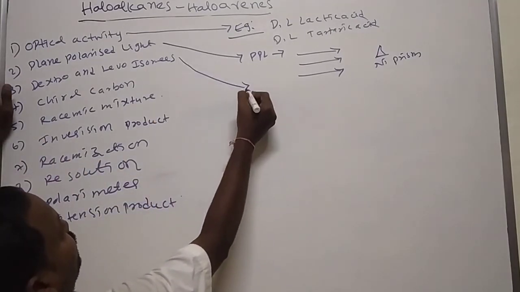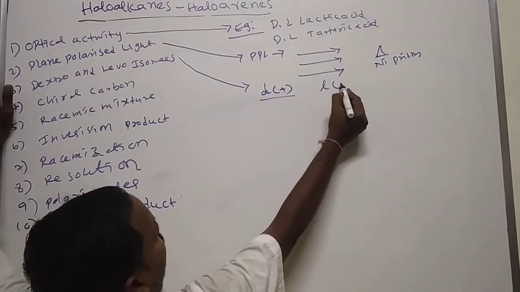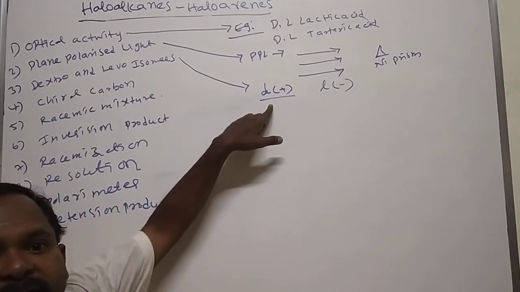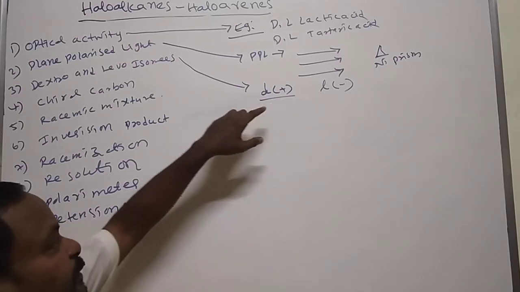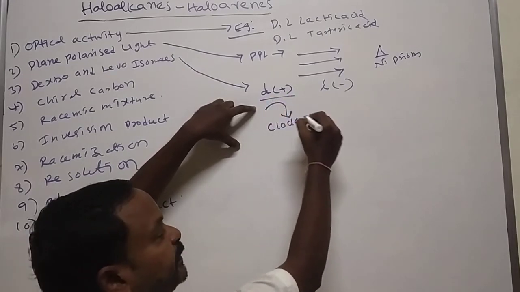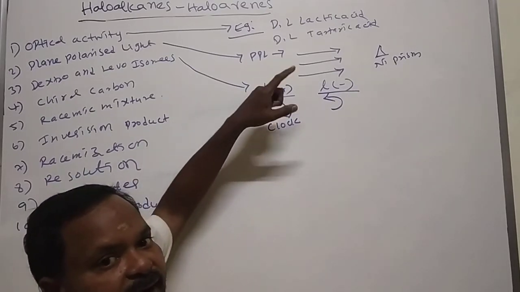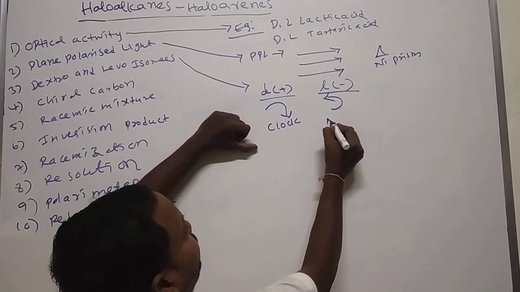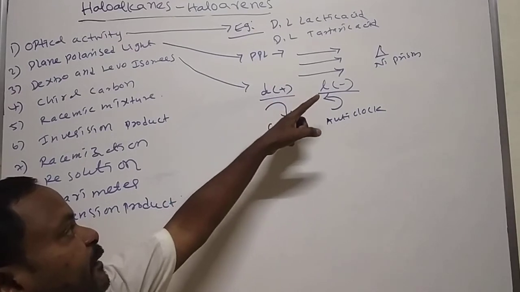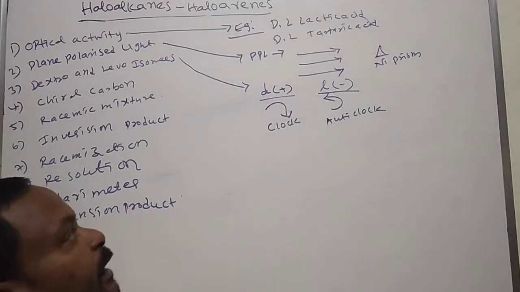Then in continuation, dextro is indicated with d or plus, and levo is indicated with l or minus. The optical isomer which rotates plane polarized light towards the right side, or clockwise direction, we call dextro. The optical isomer which rotates plane polarized light towards the left side, or anti-clockwise direction, we call levo isomer. Levo is indicated with small l or minus, dextro with small d or plus.